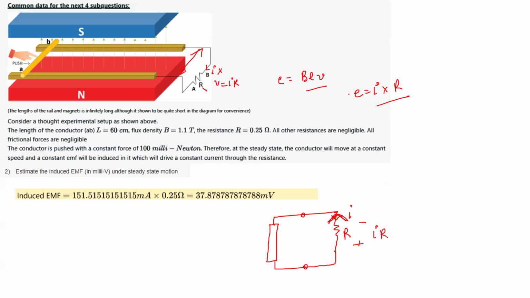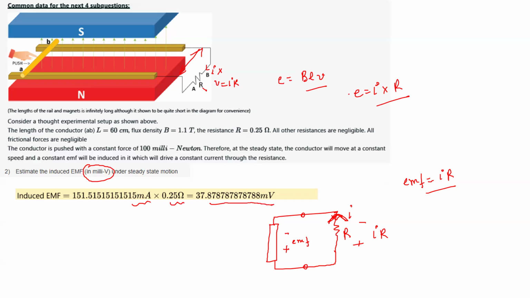So this I into R will be equal to this induced EMF, because there is no loss in other losses, all resistances in the circuit are negligible. So this induced EMF will be equal to I into R. Okay, so current you have obtained from the previous question. Here they're asking the EMF in millivolts, so you can keep the current in milliampere, and then milliampere into this resistance will give you the value of induced EMF in millivolts.